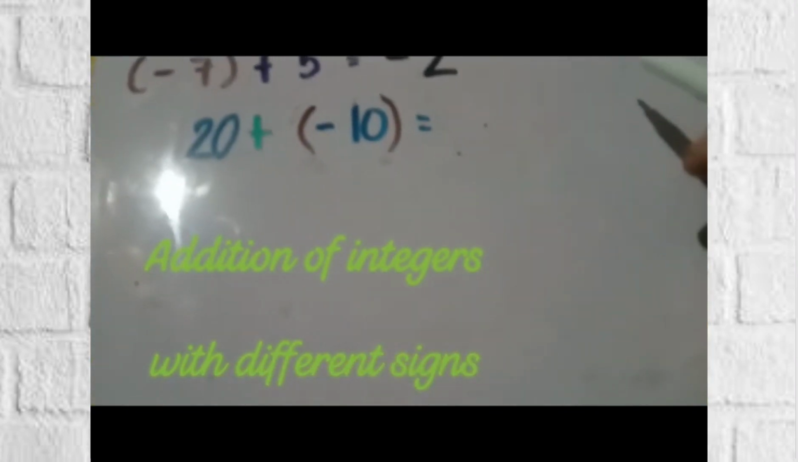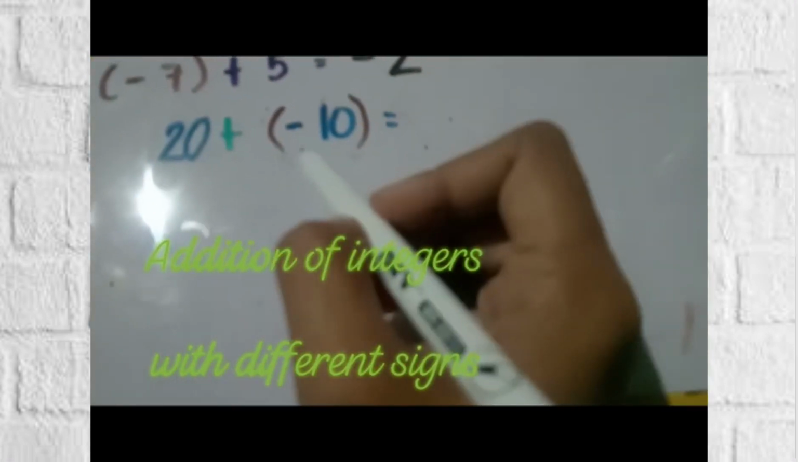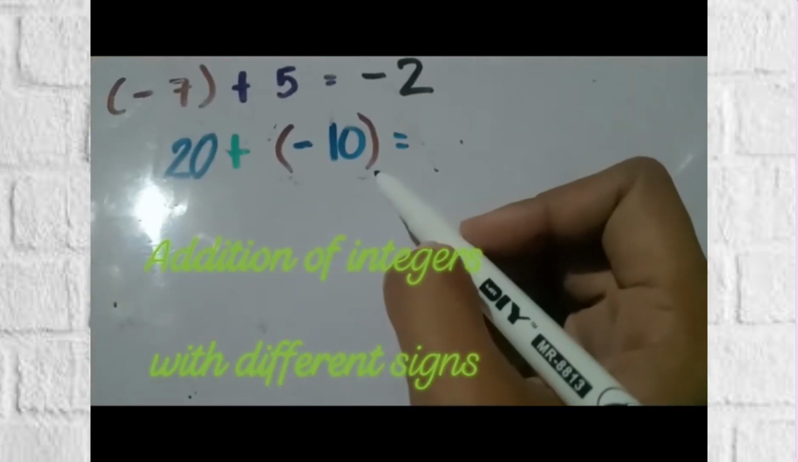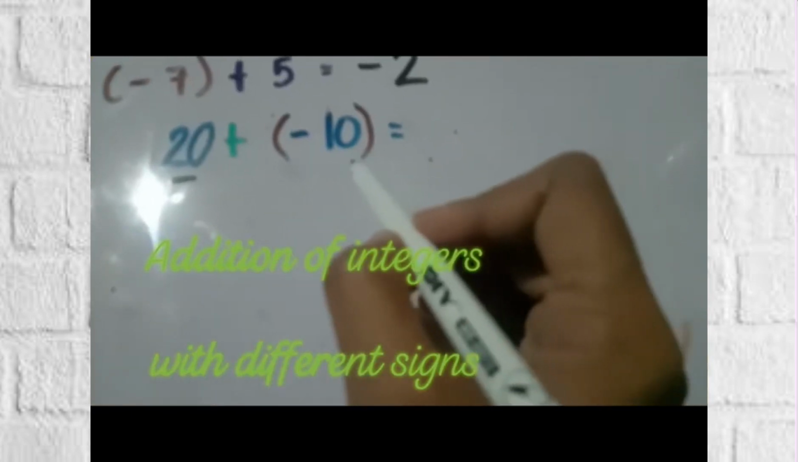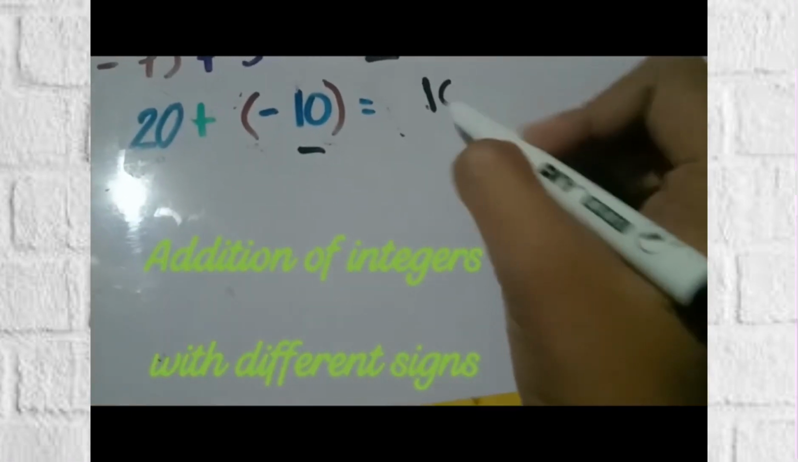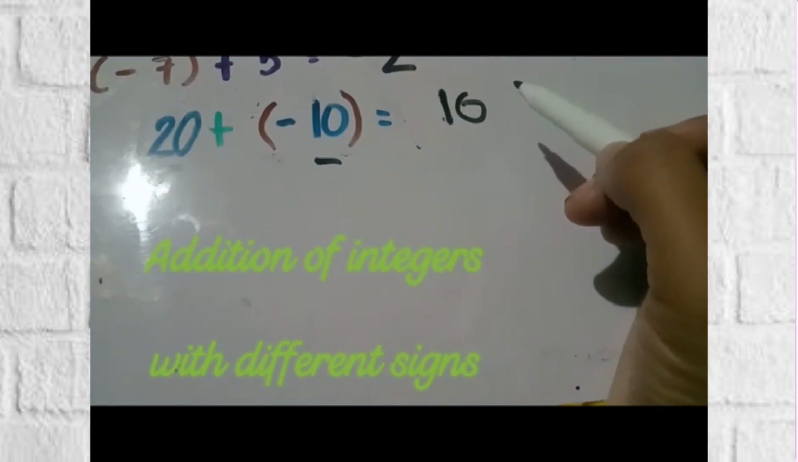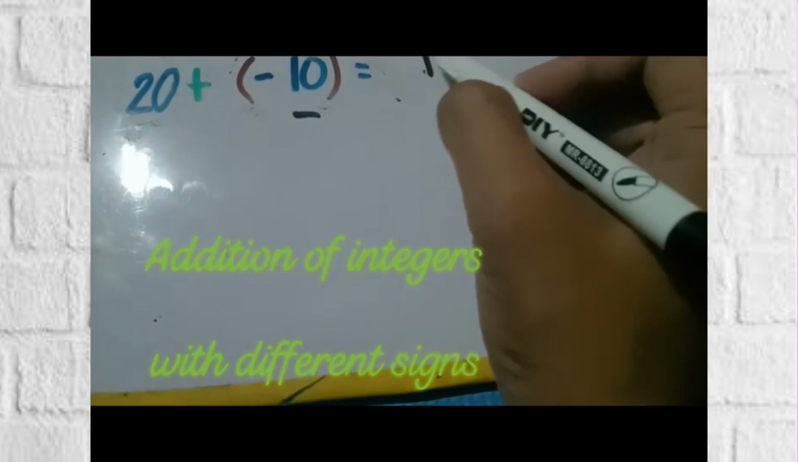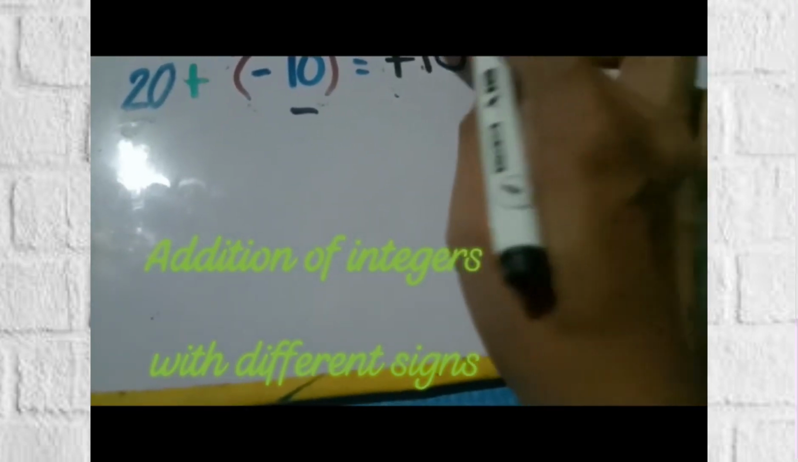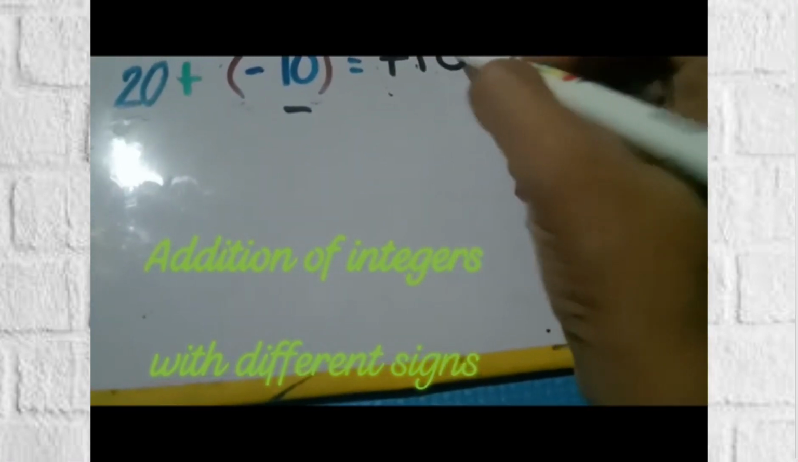Another example is 20 plus negative 10. So, again, simply subtract the absolute values. So, 20 minus 10 is 10. The integer with greater absolute value is positive 20. So, copy positive. So, it's positive 10.